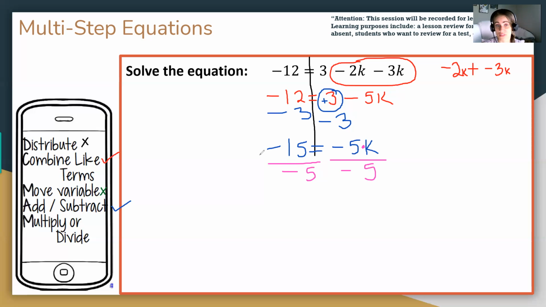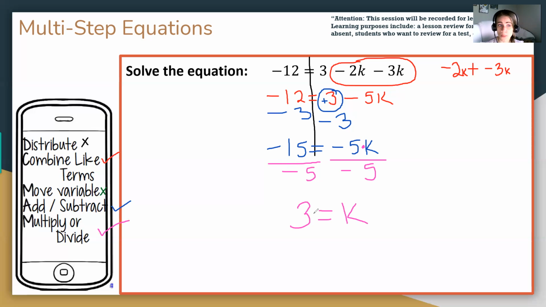In this case, they have the same sign, a negative 15 divided by a negative 5. So our answer will be positive. 15 divided by 5 is 3. So a positive 3 equals k. We have finished our steps and our variable is isolated. We know what k is. K, that unknown value, represents a 3.